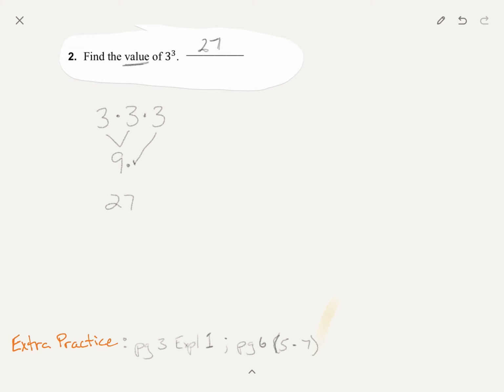If you want extra practice on this type of problem, you can go to page 3, exploration 1. It's a chart to work out, or page 6, 5 through 7. Again, this is in your student journal. You can get some extra practice.